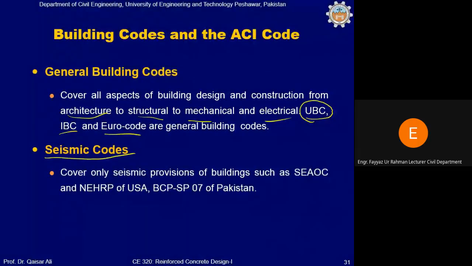Then there are some specific codes, like for example, seismic codes. So they will cover only the seismic provisions, provisions related to earthquakes of buildings, such as SEAOC, which is Structural Engineers Association of California, NEHRP, which is National Earthquake Hazard Reduction Program of USA, and BCP SP, Building Code of Pakistan, which is basically derived from UBC 97, seismic provision, which is developed in 2007.